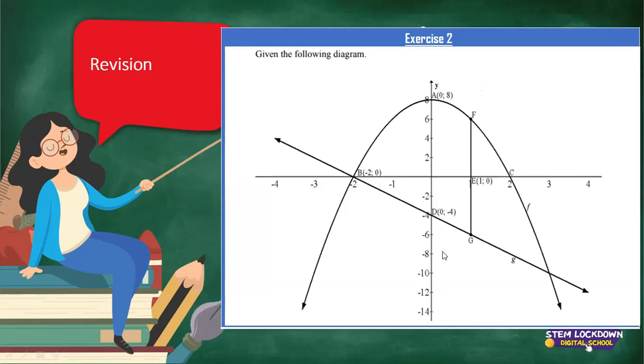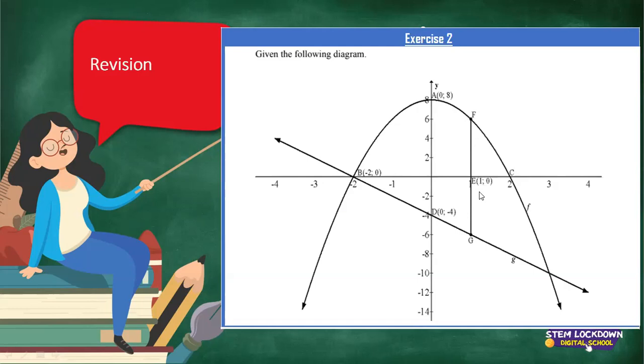So to find the vertical line FG, the same thing as we did in the last question. You find the Y value at F, you find the Y value at G, and then subtract them. The top minus the bottom will give you the length FG. So what is the Y value at F? How do you do that?